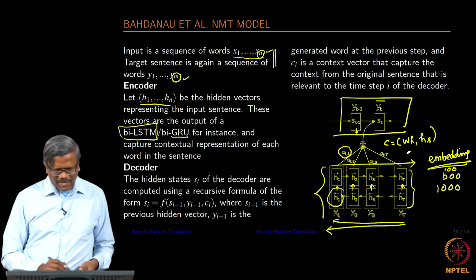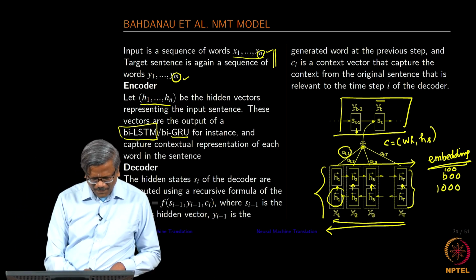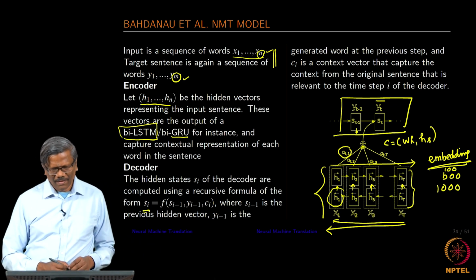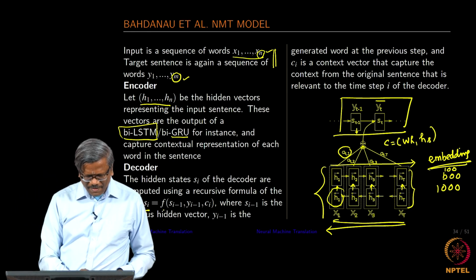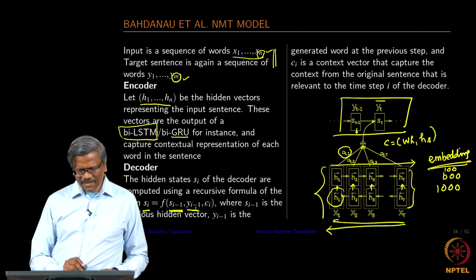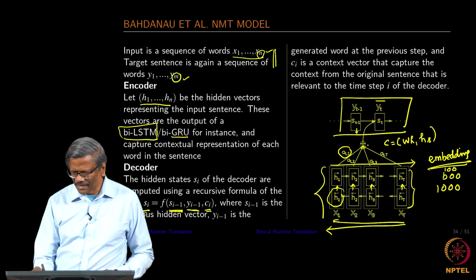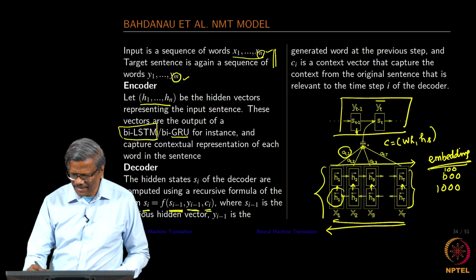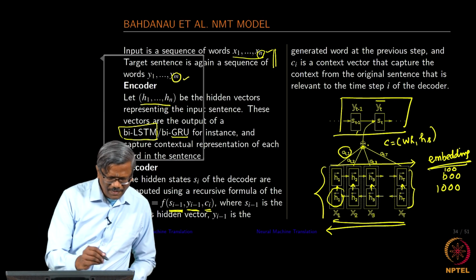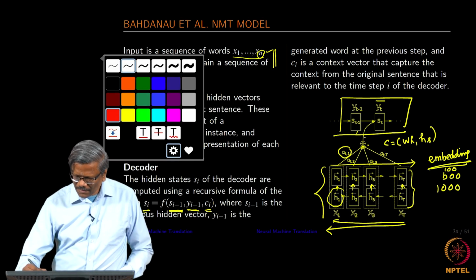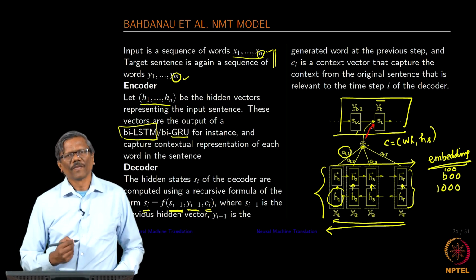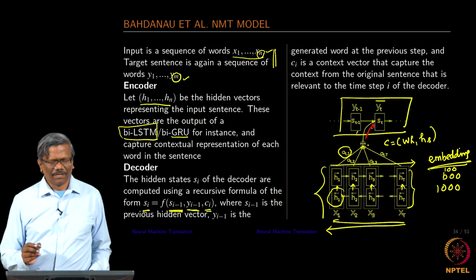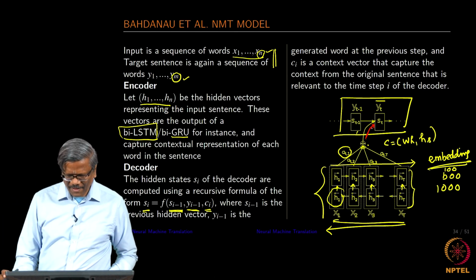Now let us look at S_i. S_i is the state of the hidden unit in the decoder, which is a function of the previous state, a function of the previous input and the context that we are creating. That is what is going in here. Let me use a different color. This is what is going in as an input to the hidden state in the decoder.